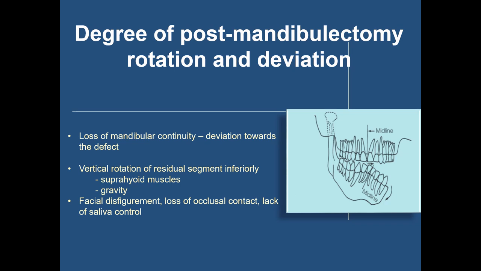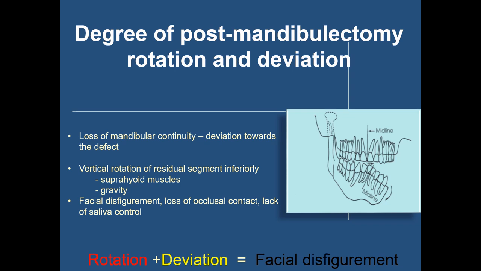Now, this deviation and rotation of the mandible results in facial disfigurement along with loss of occlusal contact between the remaining maxillary and mandibular teeth, and it may also lead to inability to bring the lips together for saliva control and also to initiate the swallowing process.